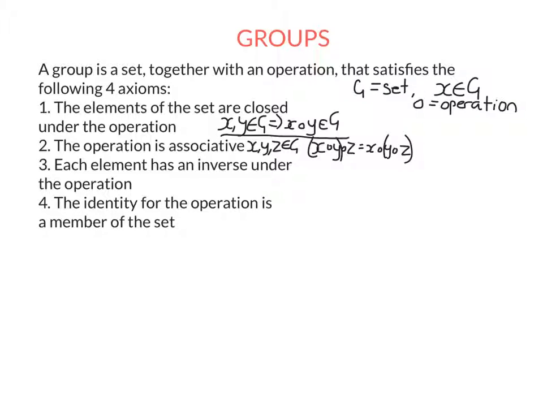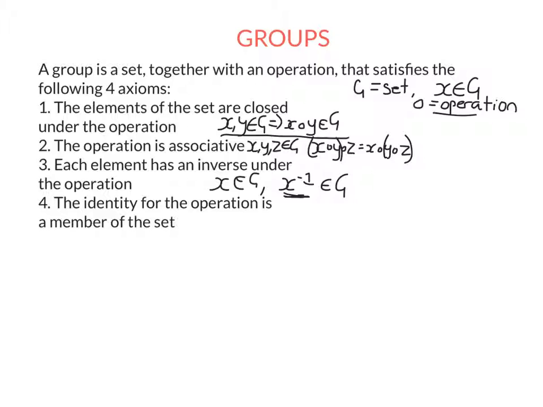So third, each element has an inverse. Let's write that formally. That means if X is an element of G, then its inverse, I'm just going to call it X inverse, is also an element of G. Even though X to the power minus 1 usually means multiplicative inverse, I'm just saying the inverse under whatever the operation is. So if the operation was addition, X inverse would refer to the additive inverse.